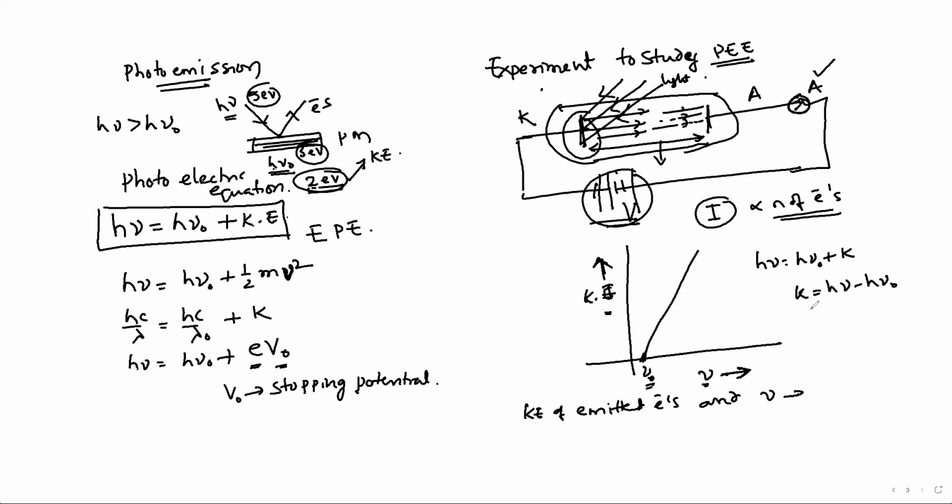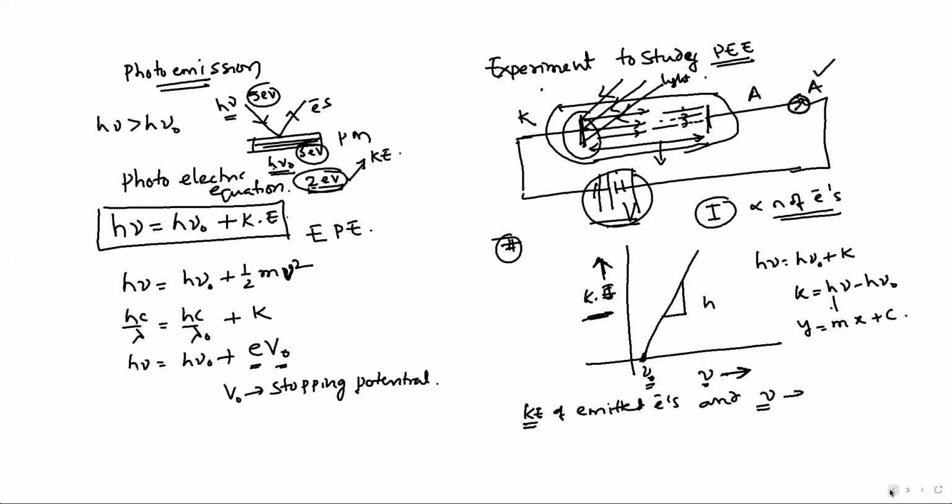So, if I take kinetic energy on this axis, this equation is in the form of mx plus c. So the slope of the graph gives the value of Planck's constant. And this point is very important. The graph between kinetic energy of emitted electrons and the frequency will be like this. The slope of the graph gives the value of Planck's constant.